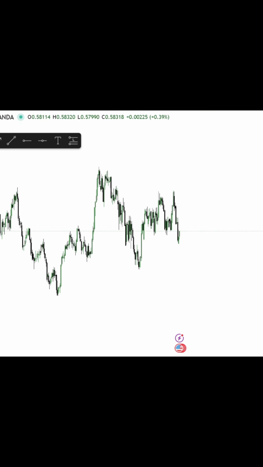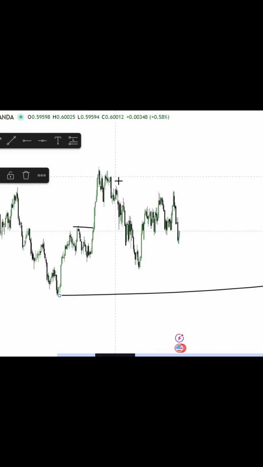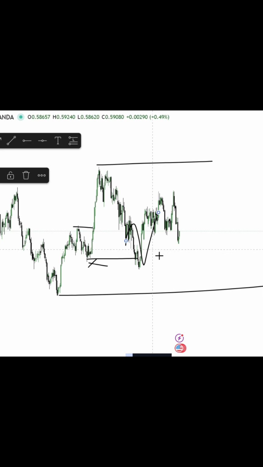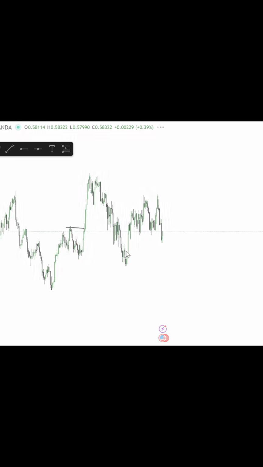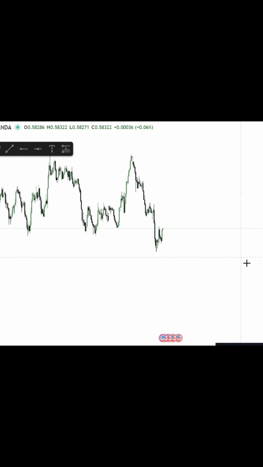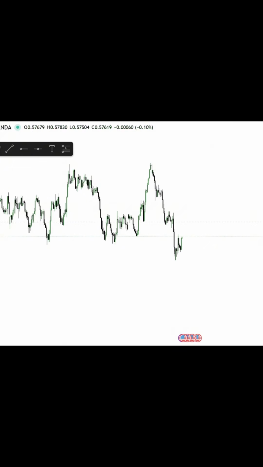If we now move on to NZDUSD, we can see on the daily time frame we've had our break of structure towards the upside. This is our current swing range, and after liquidating this low over here, we then saw that bullish momentum come into the market. However, if we go down onto the 4-hour time frame, we have also now switched bearish.